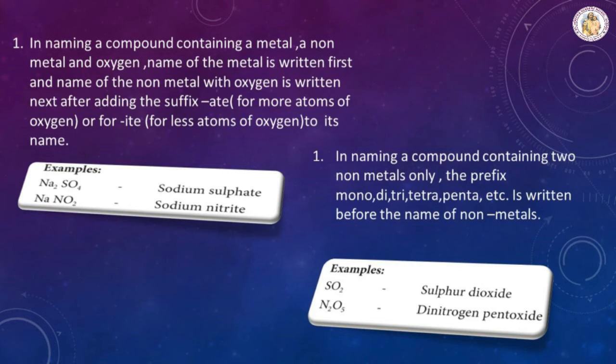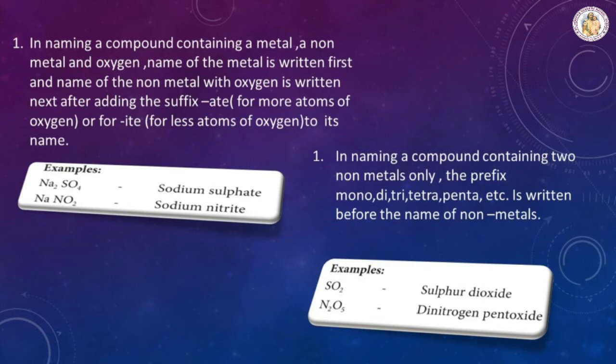Next, in naming a compound containing 2 non-metals only, the prefix mono, di, tri, tetra, penta, etc. is written before the name of the non-metals. See here examples. The sulfur dioxide, SO2. Here both the sulfur and oxygen are non-metals. So here only one sulfur, so no need to write the mono. But in the oxygen there are 2 atoms. So sulfur dioxide, 2 oxygen, so dioxide.